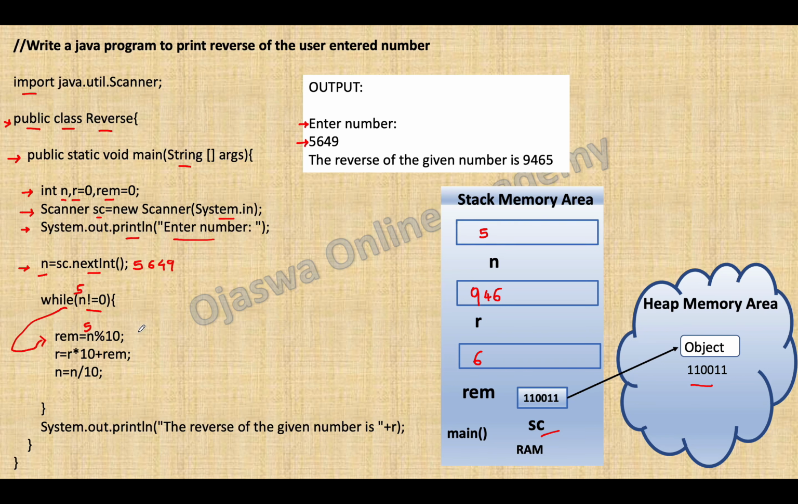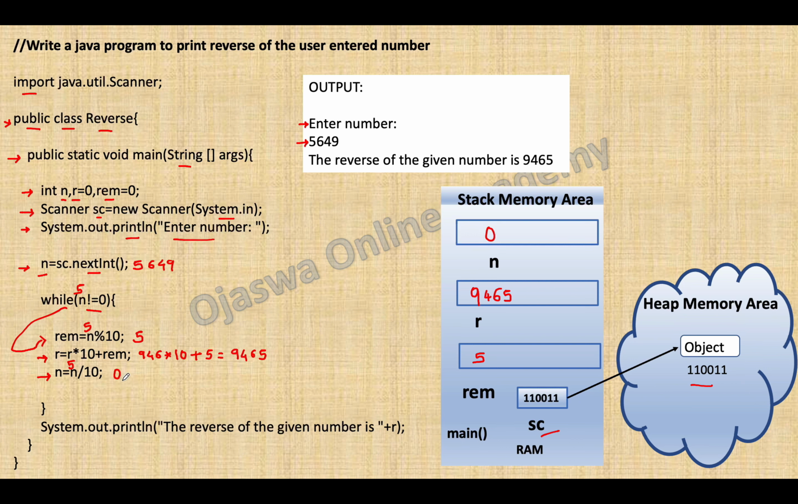So when you divide 5 by 10, the remainder you get is 5. So the value of rem is replaced with 5. Then the next statement is executed. R equal to R multiplied by 10 plus rem. Value of R is 946 multiplied by 10 plus value of rem is 5, which is equal to 9465. So 9465 is stored in variable R and the previous value is updated with 9465. The next statement is executed. Value of N is 5. When you divide 5 by 10, the answer you get is 0.